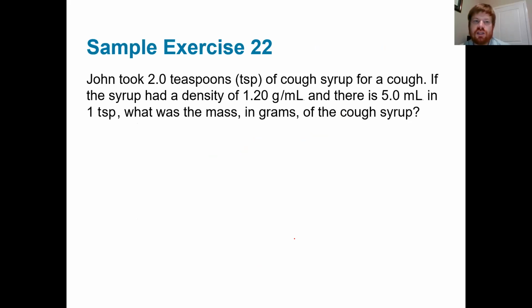Okay, so here we go. Let's go ahead and give it a shot. Sample exercise number 22. John took 2.0 teaspoons of cough syrup for a cough. If the syrup has a density of 1.20 grams per milliliter, and there's 5.0 milliliters in 1 teaspoon, what was the mass in grams of the cough syrup? So we're given the teaspoons. We're given the density in terms of grams per milliliter. So we need to convert from teaspoons to grams.